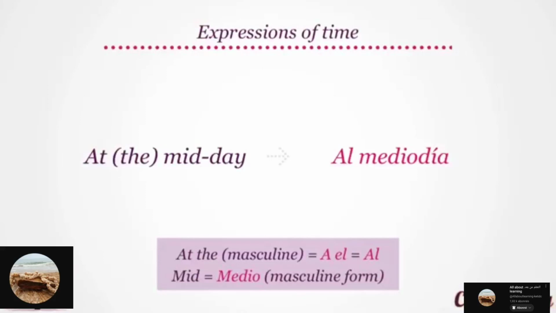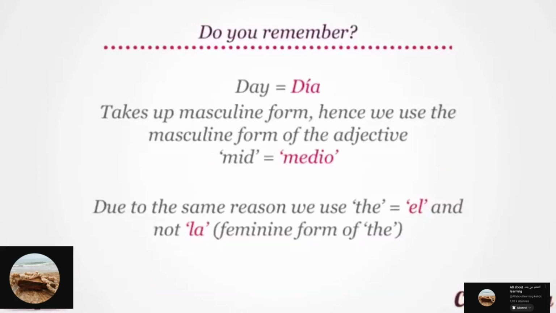Remember that at the in masculine form is a plus el, which gets contracted to al, and mid becomes medio in masculine form. Do you remember that day or día takes up masculine form? Hence, we use the masculine form of the adjective mid and translate it as medio. Due to the same reason, we use the as el and not la, which is the feminine form of the.